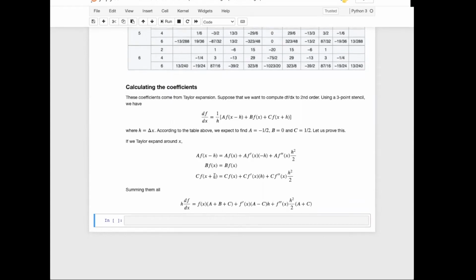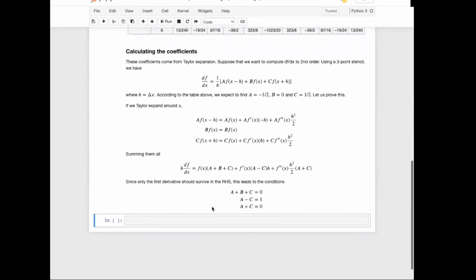So this is the sum of the 3 terms, grouped now in the terms that are multiplying the function f of x, the terms that are multiplying the first derivative, and the terms that are multiplying the second derivative. And now we equate the left-hand side, which is only the first derivative, to the right-hand side, which has the function. So this coefficient must be 0. The coefficient of the second derivative must also be 0. And this has to be 1. Since only the first derivative should survive in the right-hand side, this leads to these conditions.